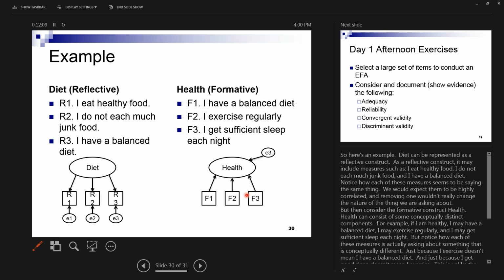And if you can ever help it, just use reflective. It just makes life easier. It's also easier to publish with reflective. People don't know how, we've had formative measures around for 30 years and have been using PLS for 30 years, and yet people still don't know how to evaluate formative factors. So go with reflective if you can.